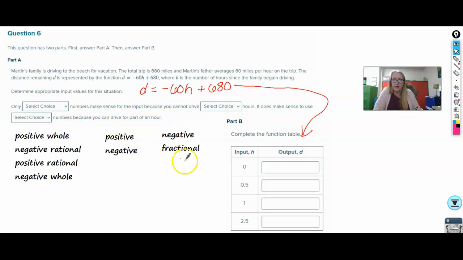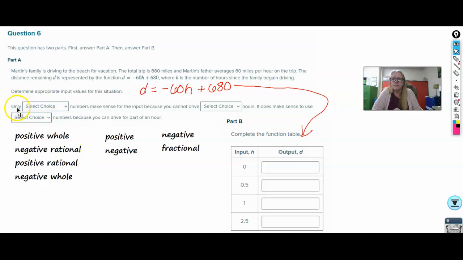But for these drop-down boxes, they want to talk about what kinds of input values you can select that would be reasonable. Well, you have to keep in mind, h is the number of hours since the family began driving. So could you drive negative hours? Probably not. Could you drive positive hours? Of course you could. Could you drive for part of an hour? Sure, you could drive for half an hour or a quarter hour.